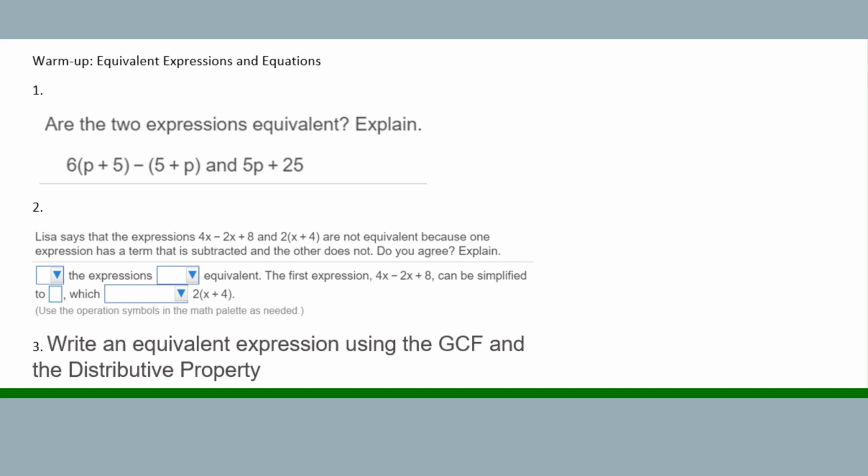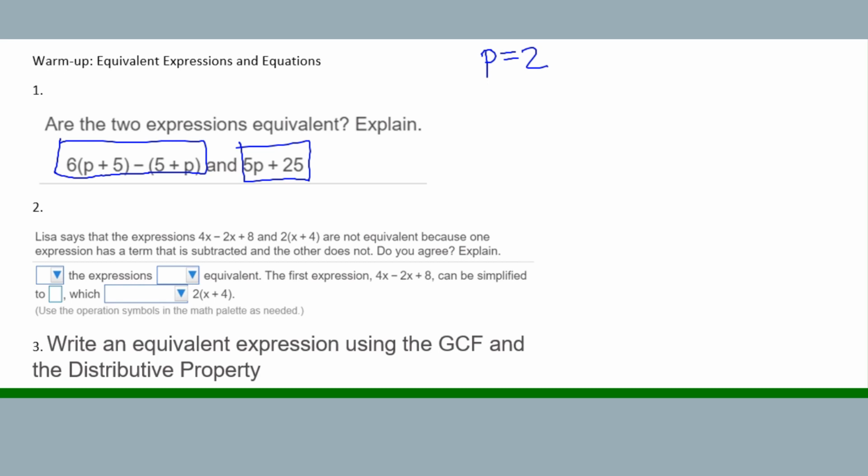You can pick any value for p, just try to stay away from 0 and 1. So I'm going to use p equals 2. I'm going to substitute 2 into both expressions for p. My first expression is 6 times the sum of p and 5 minus the sum of 5 and p. And then I'm going to substitute 2 into 5 times p plus 25. So I have two expressions. If I get the same value, that means the expressions are equivalent.